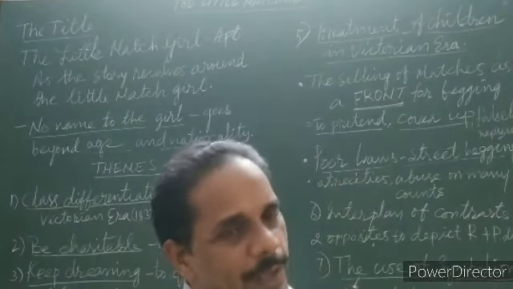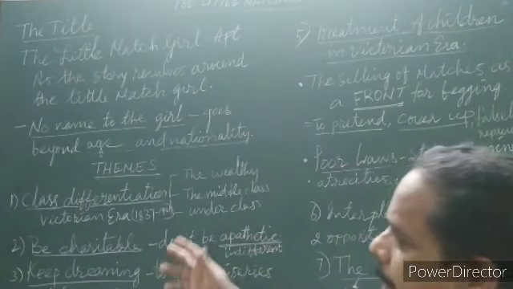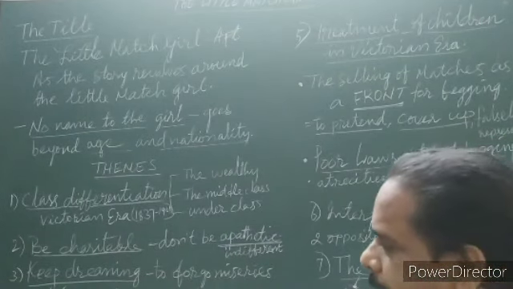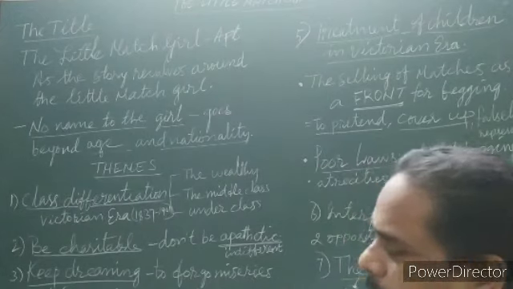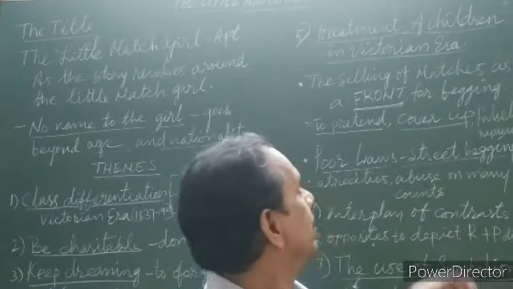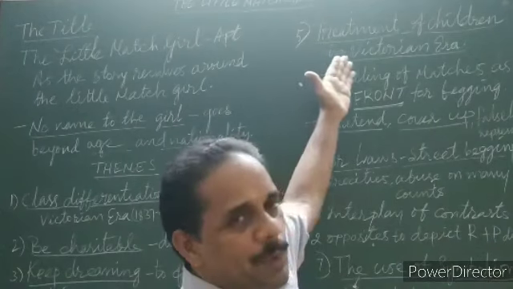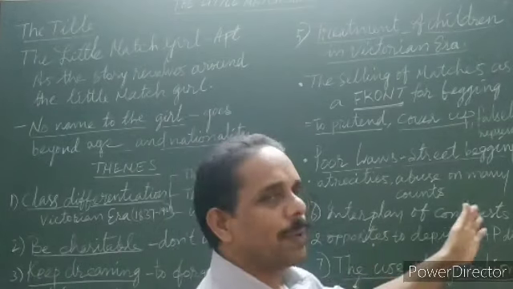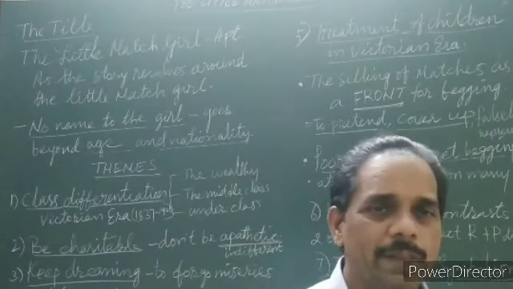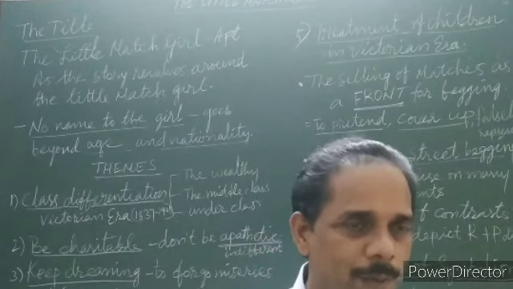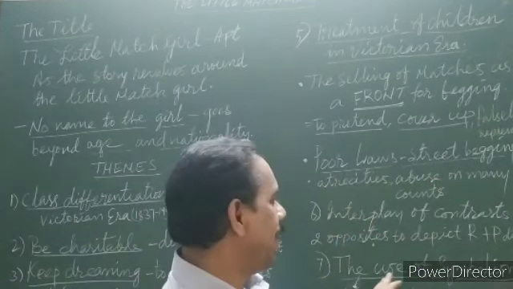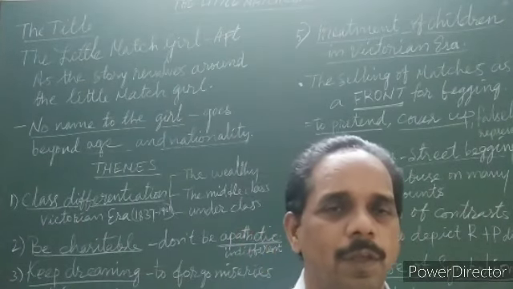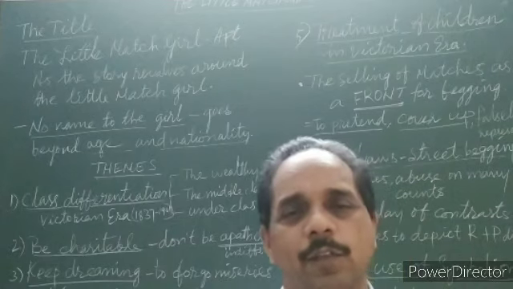So these are the main themes. So class differentiation, be charitable to others, keep dreaming and keep imagining, hope and love, treatment of children in Victorian era, and interplay of contrast. These are the main themes you can point out. And we will come to the last item, that is symbolism, the use of symbolism. Last day we already made mention of a few. Plenty of symbols are used.